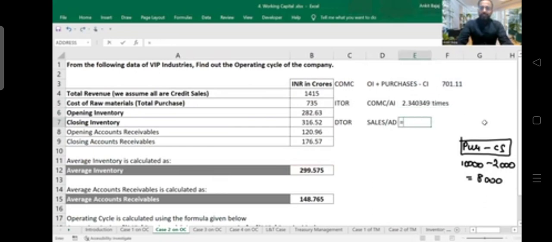Now next is debtor. So debtor is 1,415 crore divided by average debtor value, here 149, right? So it is 9.511 times, right?